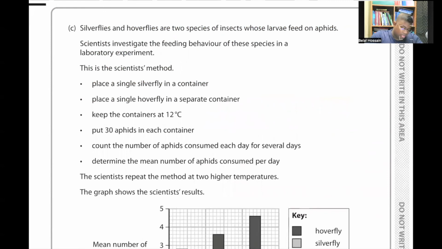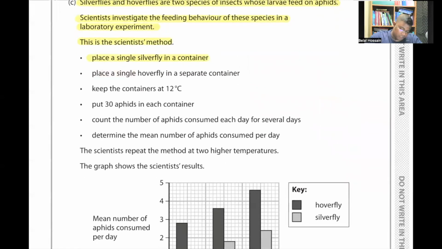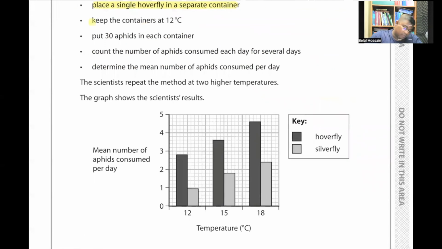Part C. Silver flies and hoverflies are two species of insect whose larvae feed on aphids. Scientists investigate the feeding behavior of these species in a laboratory experiment. This is the scientists' method. Place a single silver fly in a container. Place a single hoverfly in a separate container. Keep the containers at 12 degrees Celsius. Put 30 aphids in each container.